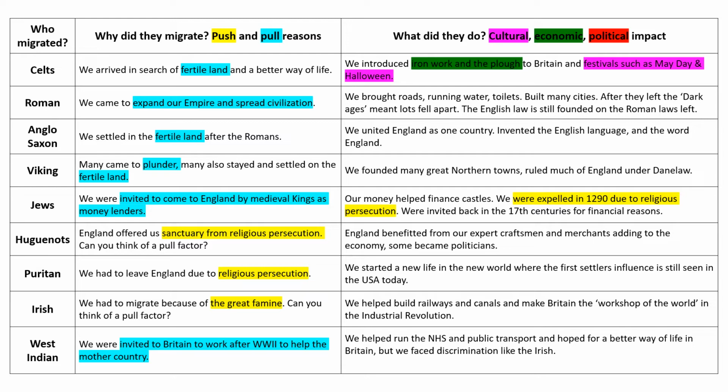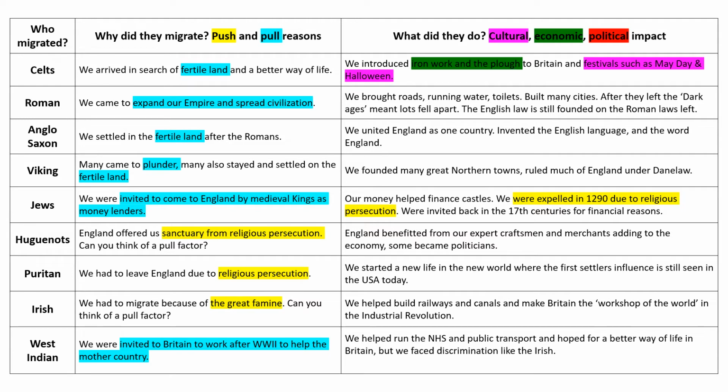What you've got is 3 columns: who migrated, and all the different groups that we've looked at so far in this topic on the far left of this grid. The second column, some of the push and pull reasons why they might have moved country, and I've started to highlight some of those to make sure that they're push and pull, which will hopefully help you. And then in the final column, you've got what did they do, so what was their impact when they did arrive in the country. And you can see the example for the Celts has already been done.